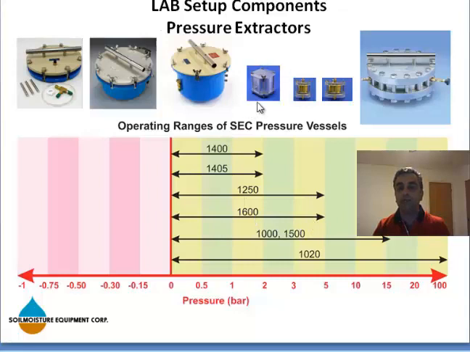Then I have the hysteresis cell, which is called 1250, with a range of application from 0 to 5 bar, and of course our Tempe cells. Model 1400 is this picture, which has a 2¼ inch diameter, and model 1405 is 3½ inches in diameter. And last but not least is model number 1020, which can be used from 0 to 100 bar.